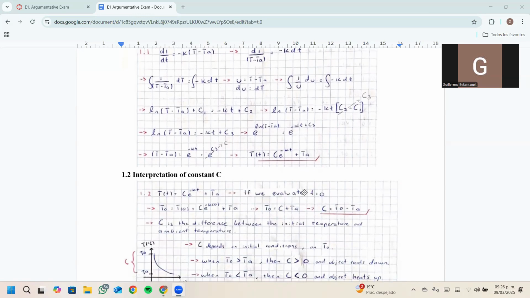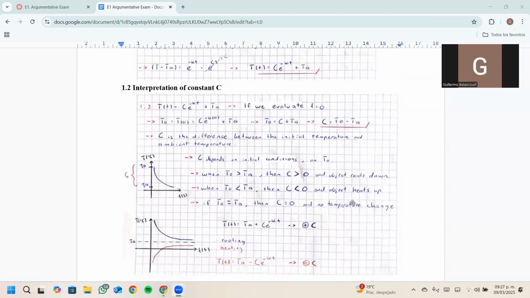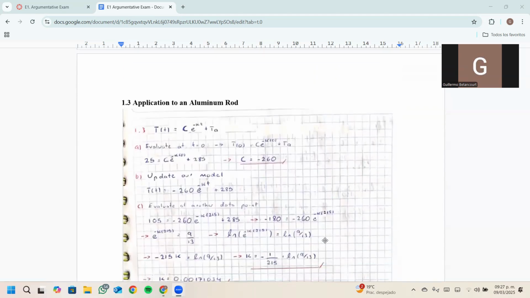Then for the interpretation of the constant C, we have to evaluate our mathematical model previously mentioned at t = 0. Then we only get T0 is equal to C plus Ta, and we solve for C. We get that C is the difference between the initial temperature and the ambient temperature. And here in the graph, we can see that in our mathematical model, when we have a cooling process, the C will be positive, and when we have a heating process, the C will be negative.